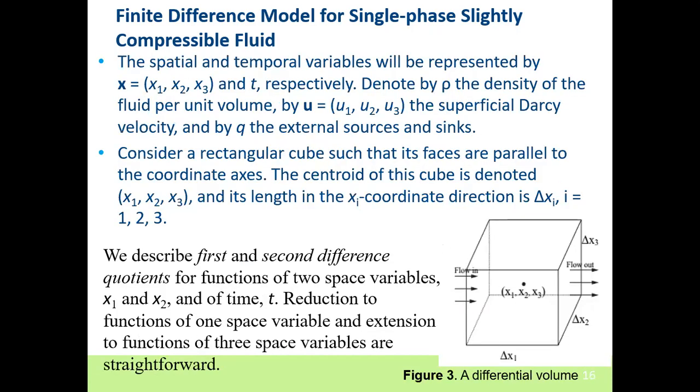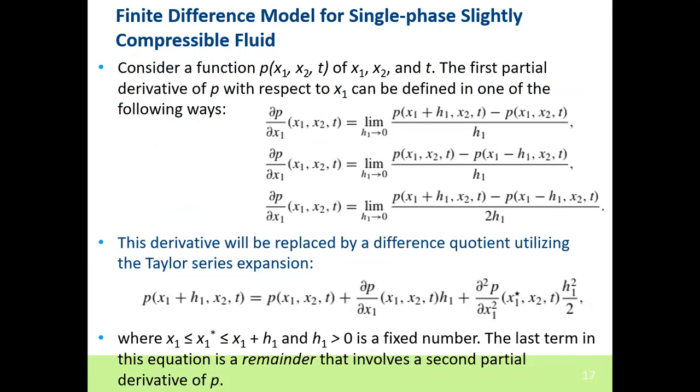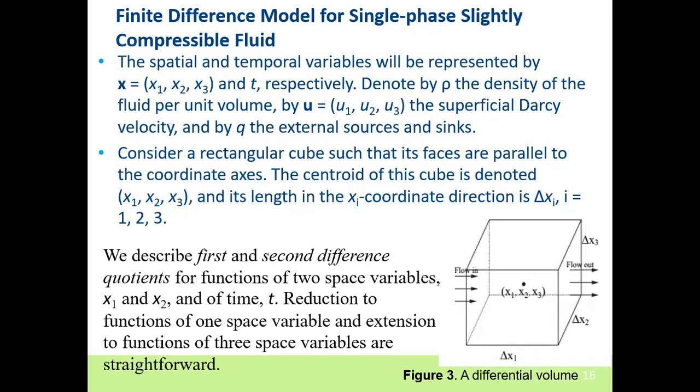So we'll go ahead to look at how you can use the Taylor series expansion to develop the numerical model. So if you consider a function, even though it's P, you can still look at it in terms of pressure, but not necessarily pressure. In this material, we're looking at the first difference quotients for functions of two space variables, that's x1 and x2, and that of time. It can be downscaled to one space variable and also extended to 3 space variables.